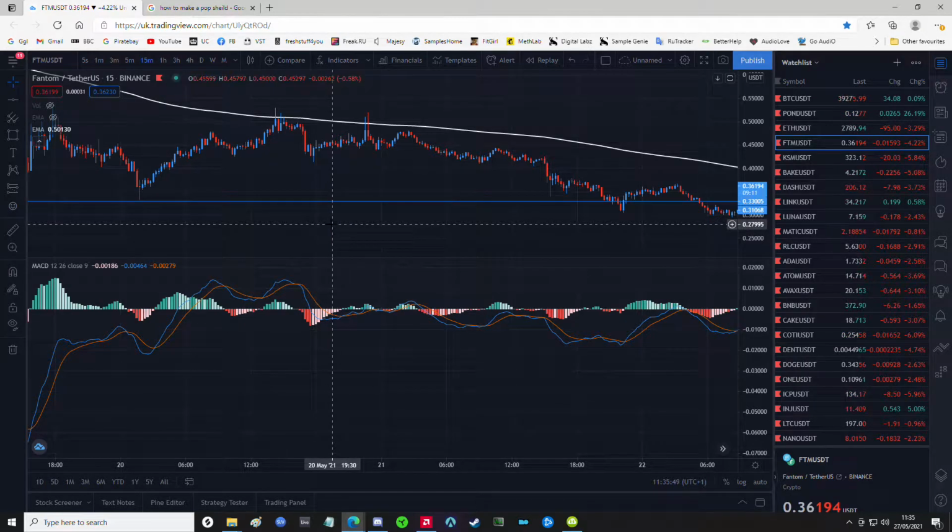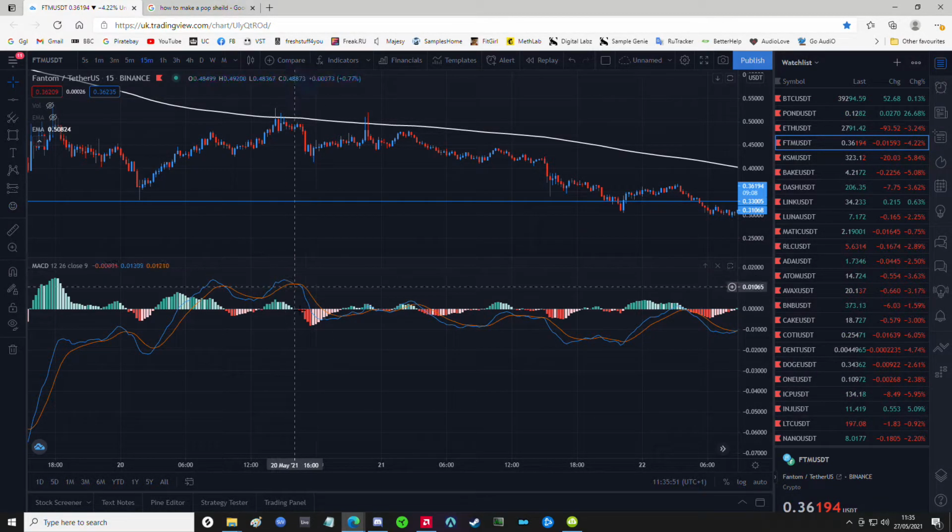Sorry, my hotkey button for my mic keeps turning off some of these indicators. So there it is there.